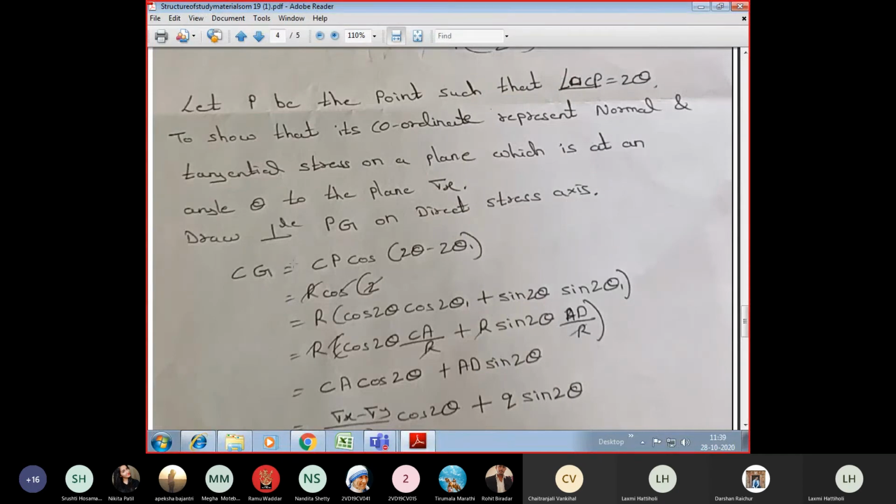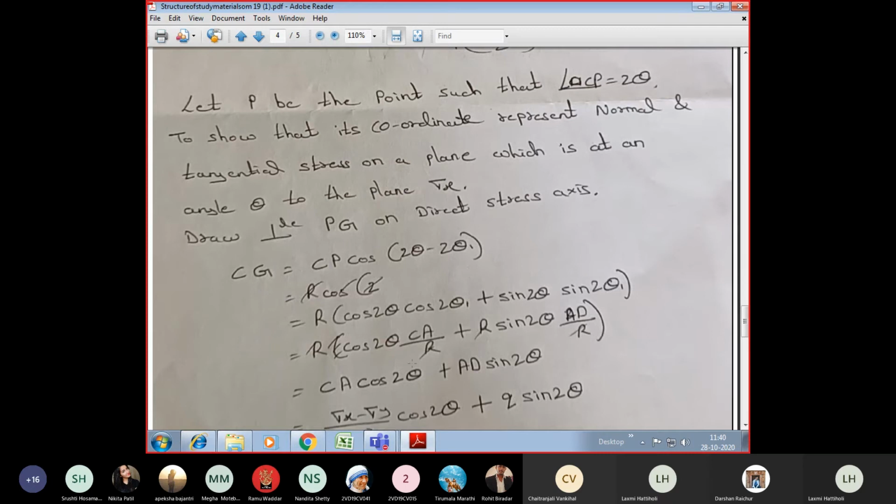So, by considering the triangle, I have written it here. Now, you know the expansion of cos of (2 theta minus 2 theta 1). So just expand this. CP is nothing but R cos 2 theta into cos 2 theta 1 minus sin 2 theta into sin 2 theta 1. It is a simple mathematics formula, the cos (A minus B) formula. So I have just expanded here cos (A minus B).